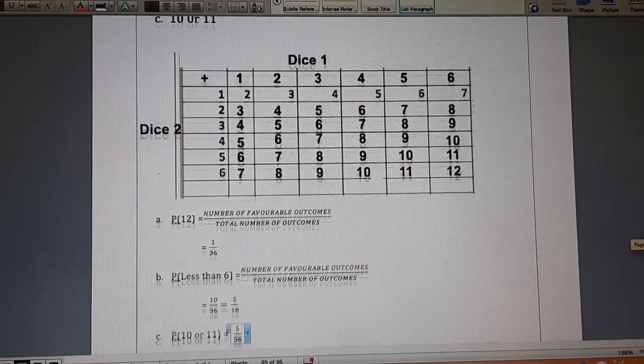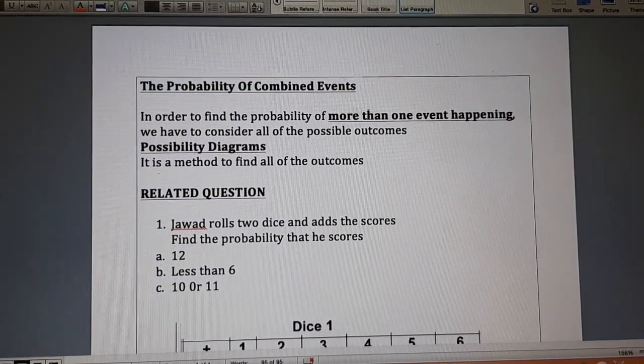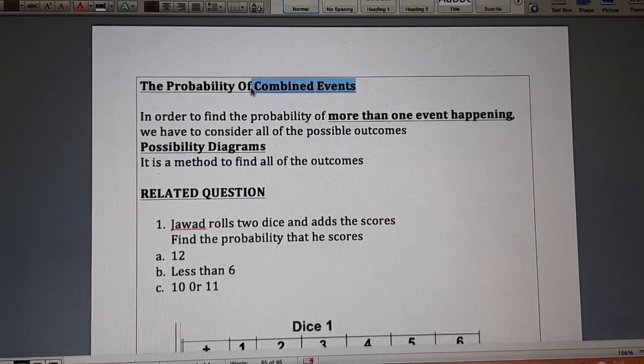This is an application of possibility diagrams for the probability of combined events. Thank you so much.